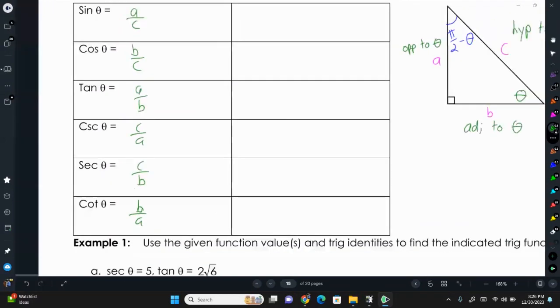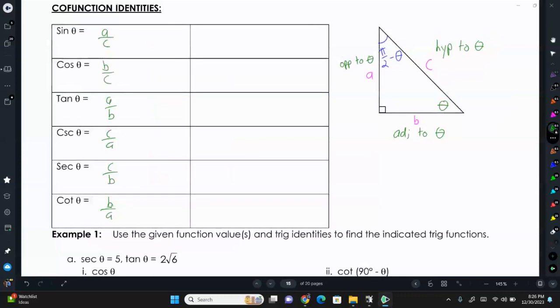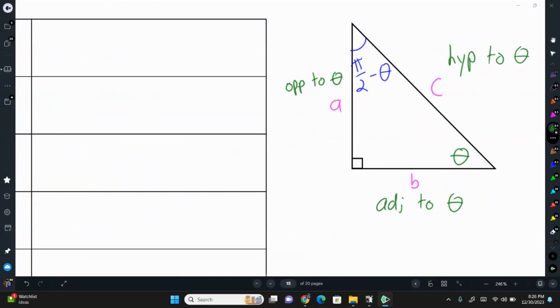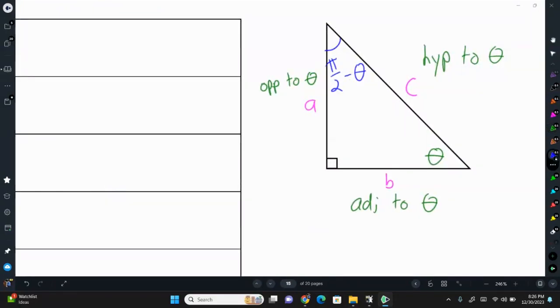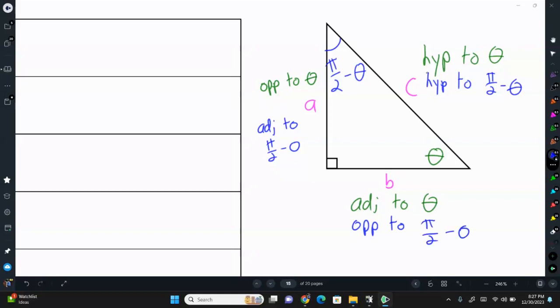Okay. So now, what if we were looking at the other angle instead, that blue one, pi over 2 minus theta? Well, the hypotenuse stays the same, so this is the hypotenuse to pi over 2 minus theta, but now side A is adjacent to pi over 2 minus theta, and B is now the opposite to pi over 2 minus theta.